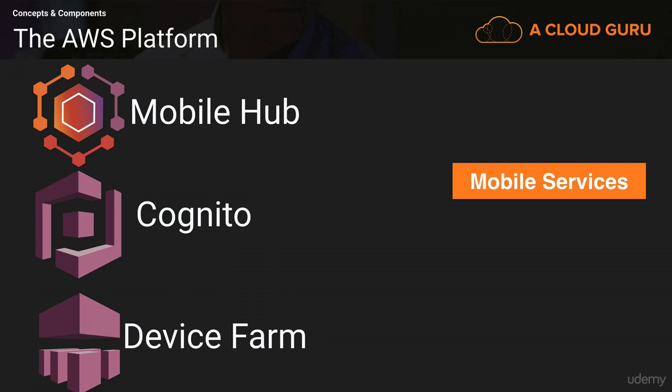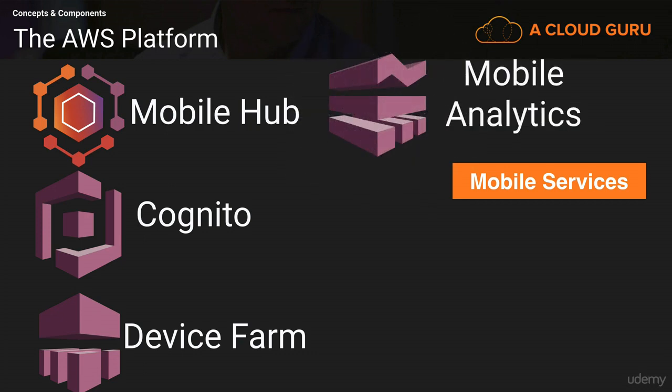Moving on to Device Farm, basically this enables you to improve the quality of your Android, iOS, and Fire OS apps by quickly and securely testing them on hundreds of real smartphones. So it's literally, they've got a farm of all these different devices, and you can test your apps on physical devices in the AWS data center. Moving on to mobile analytics, this is a service that lets you basically simply and cost-effectively collect and analyze app usage data. So it's a way of analyzing your mobile data.